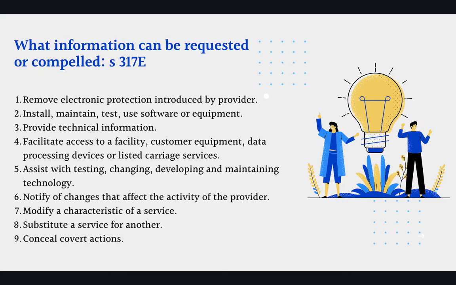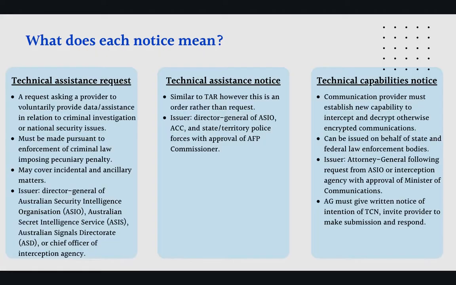Section 317E of the Act lists the acts or things which you may be required to do when you receive a notice from interception agencies. The government and law enforcement bodies can request or compel you to do some of the following: remove a form of electronic protection that was introduced by a provider, conceal the fact that covert actions have taken place, or install, maintain, test, and use software and equipment, and so forth. These acts can be requested of you by way of one of three notice and requests. Each notice differs from the other in its requirements and timeframes.